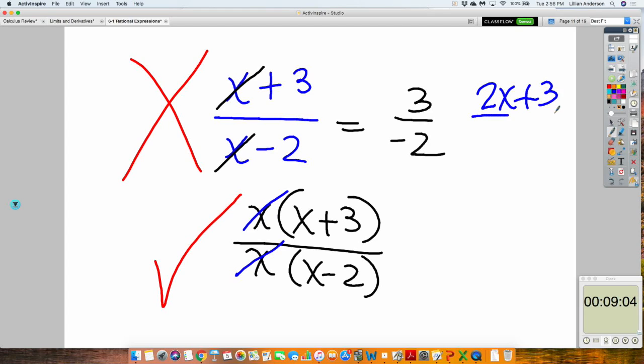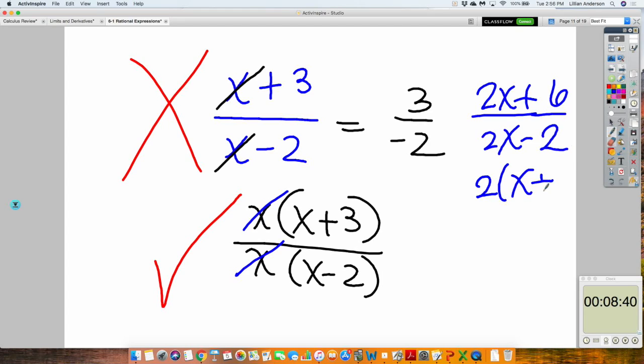You still can't do it. If it's 2x plus 3 and 2x minus 3, there's still not a common factor that can cancel out. Now let's say this was a 2x plus 6 and a 2x minus 2. Isn't there a common factor in the top? It's a 2. Isn't there a common factor in the bottom? So here I could cancel out the 2's, but that's all I can cancel out.